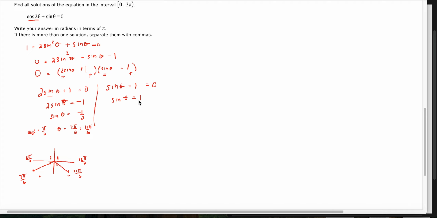And then over here, thinking about where sine theta is equal to positive 1. Again, I think it's easier to think about the unit circle and those specific points on the quadrantal angles. So here at 0 or 2 pi, we would think of the point 1, 0. Here we would think of 0, 1.